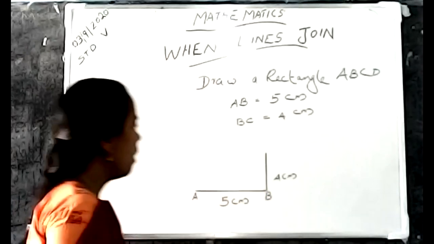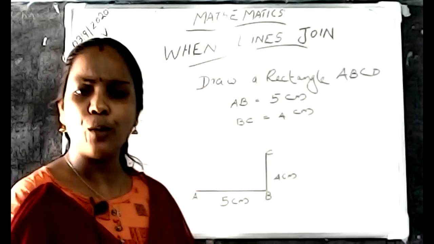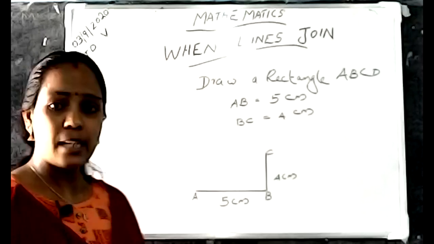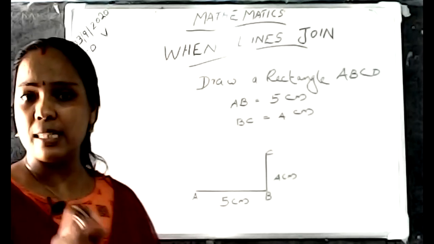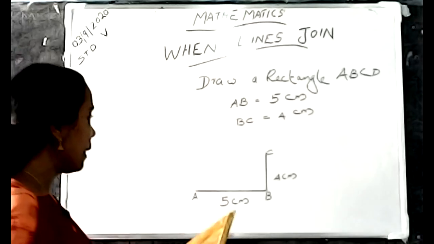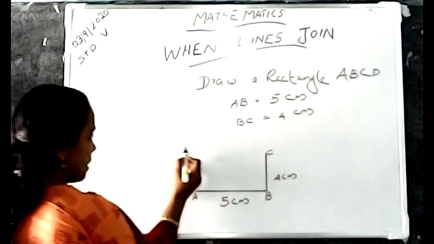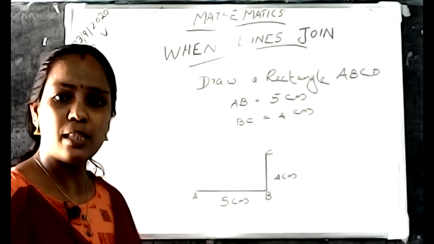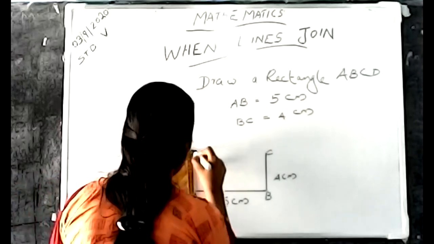BC, 4 centimeter. Only two sides are given. How can we draw the other sides? What is special about a rectangle? Opposite sides are equal. Opposite sides are equal. BC has 4 centimeter. Next one, which side is there? AD. AD is also how many centimeter? 4 centimeter.